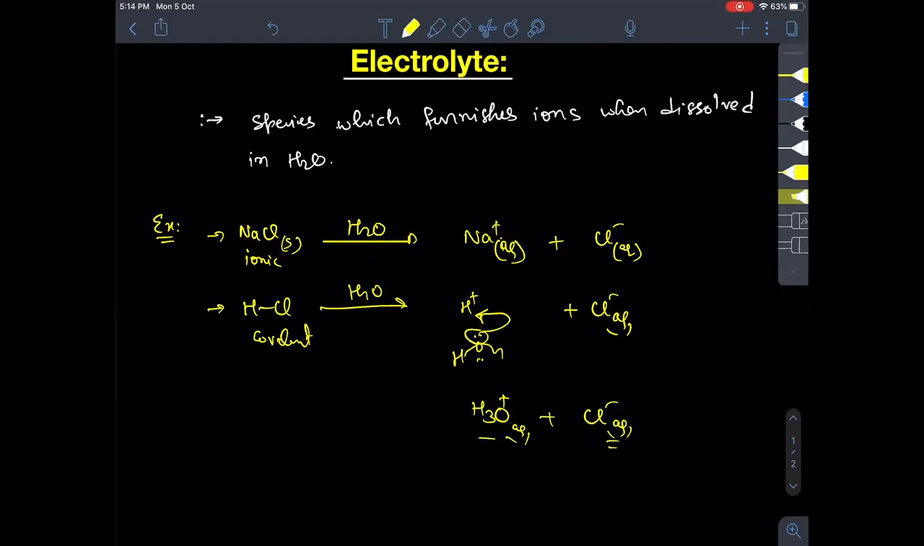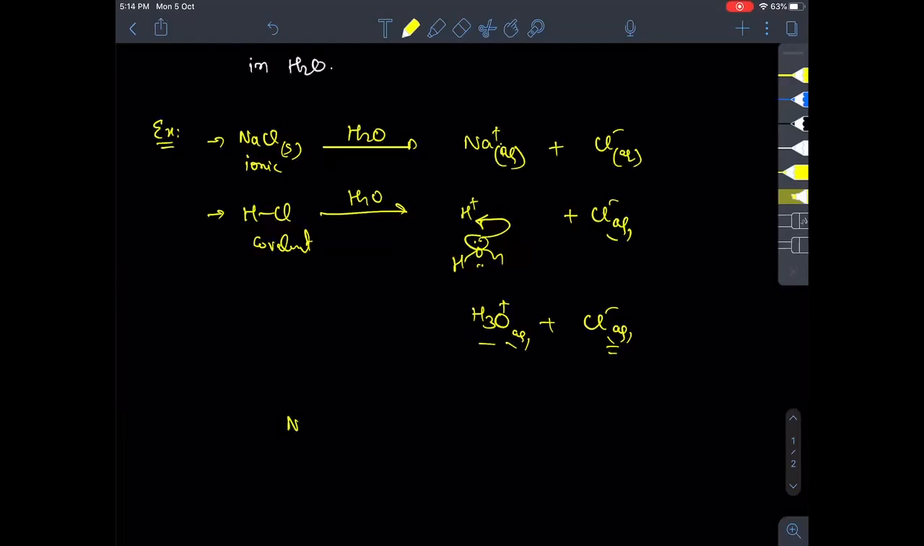When I'm saying aqueous, you need to understand, like Na plus aqueous, what does it mean? It means that Na plus is surrounded by the dipole of water, partial negative, partial positive, and like this. And like that, so many other water molecules will be there.